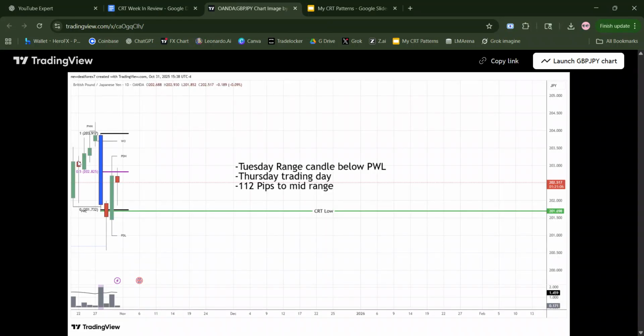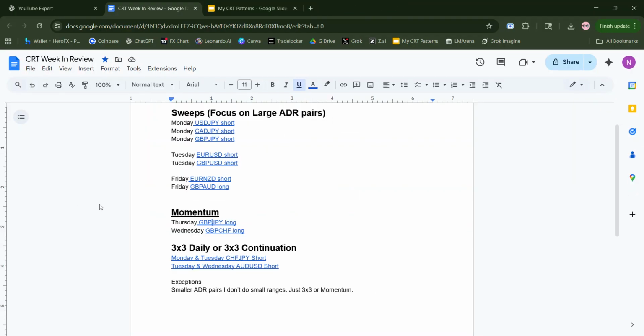On GJ, we had an ATR candle right here, below the prior week low. So this was on Tuesday. Thursday was the trading day right here, where price started to come up past the range's bottom, and it did hit the middle. This was good for 112 pips long, to go to the middle of this range, right there. So that was that. That was on Thursday.